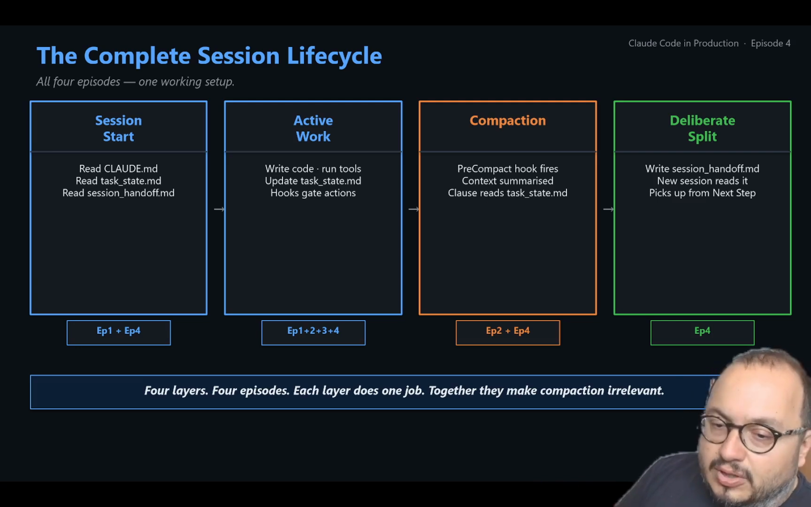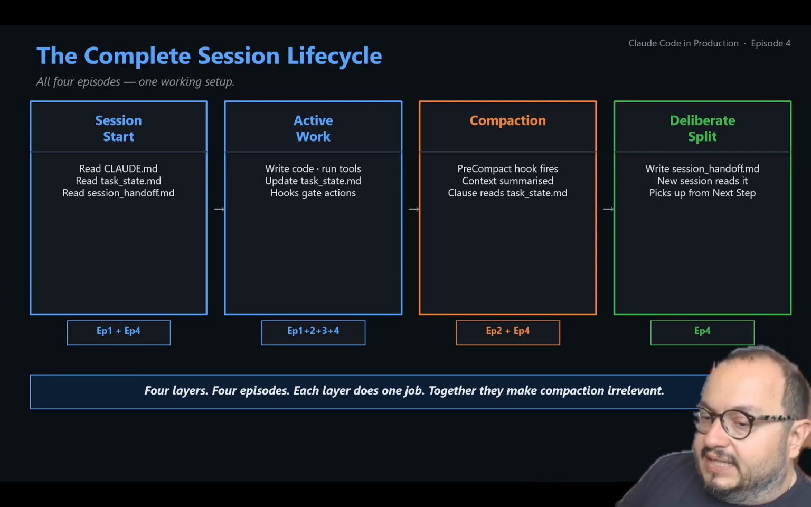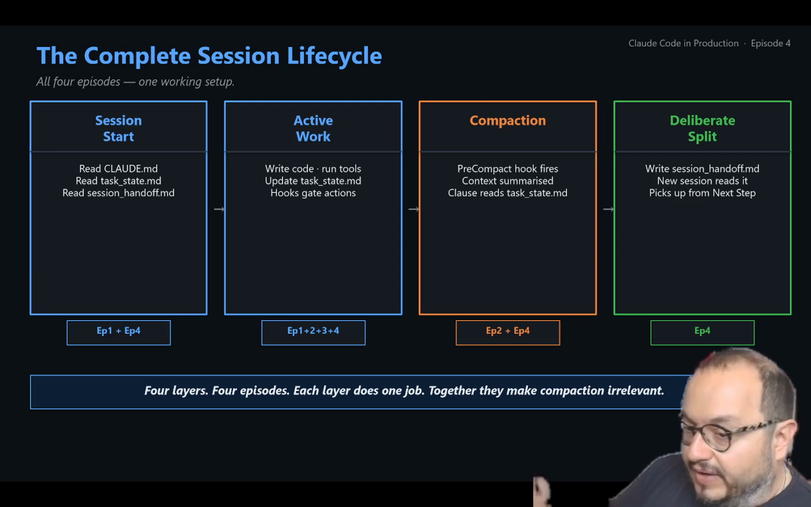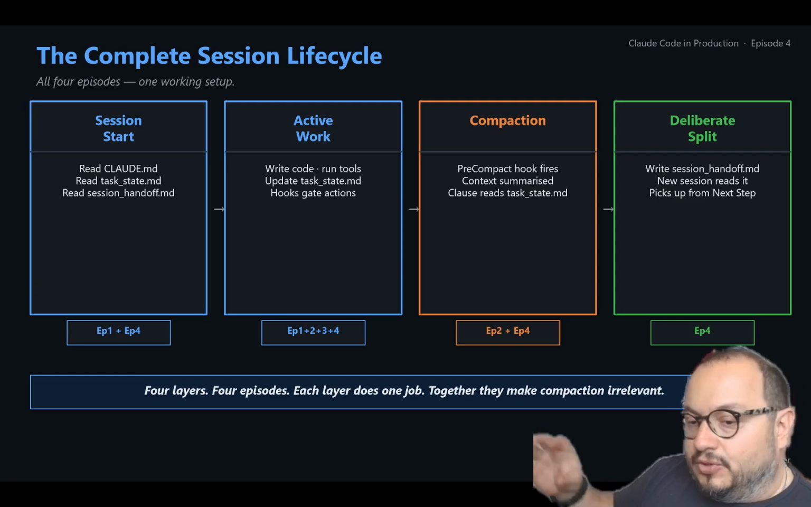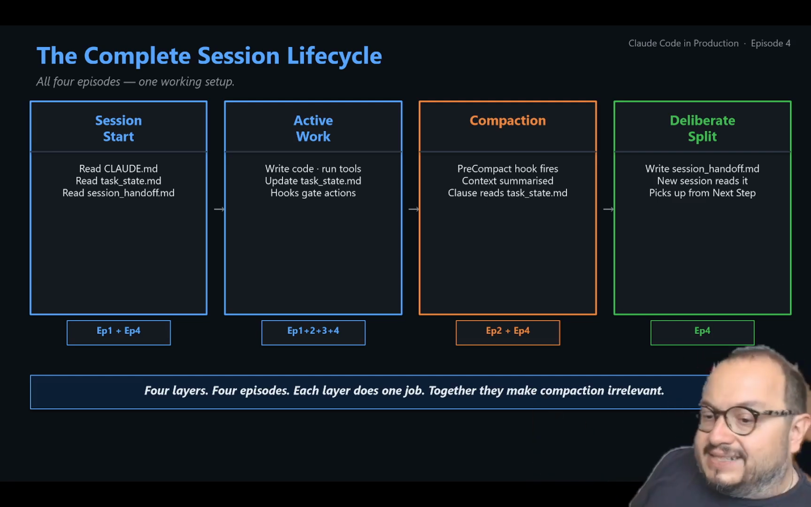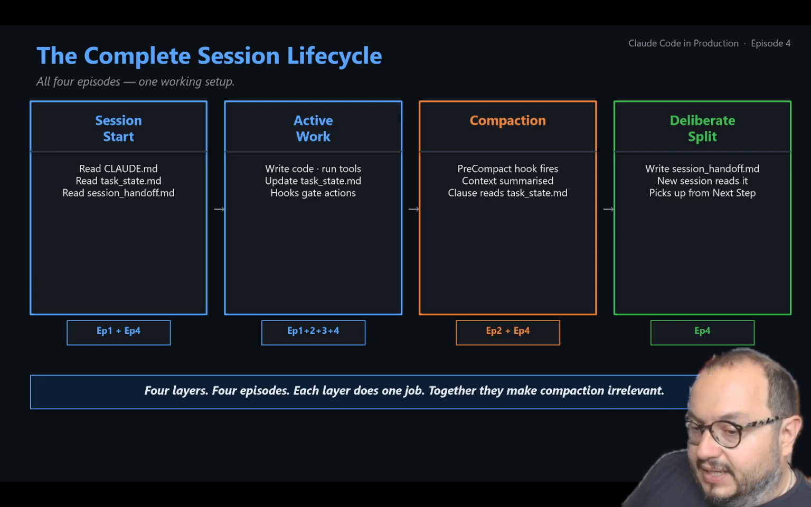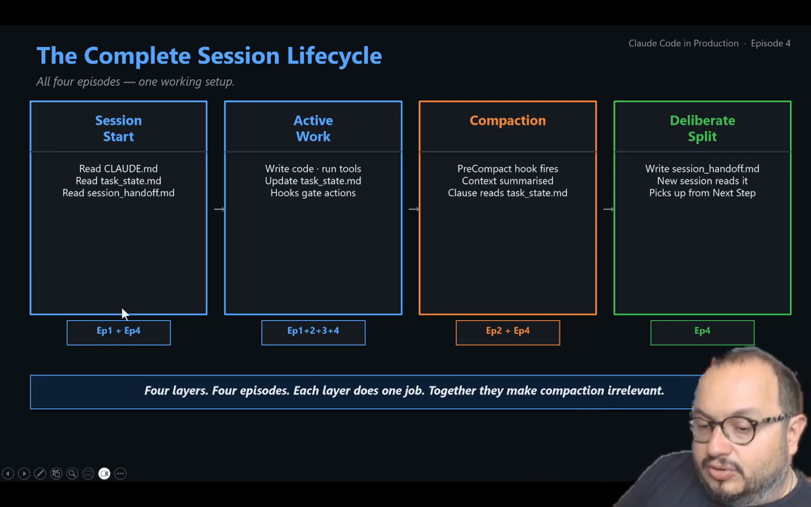Tool calls throughout handle any external data Claude needs. Database rows, file contents, API results come through MCP tools from episode 3. This keeps context lean. Claude fetches data when needed rather than loading it up front. This is the production setup. 4 episodes, 4 layers that stack. 4 takeaways to close this series.